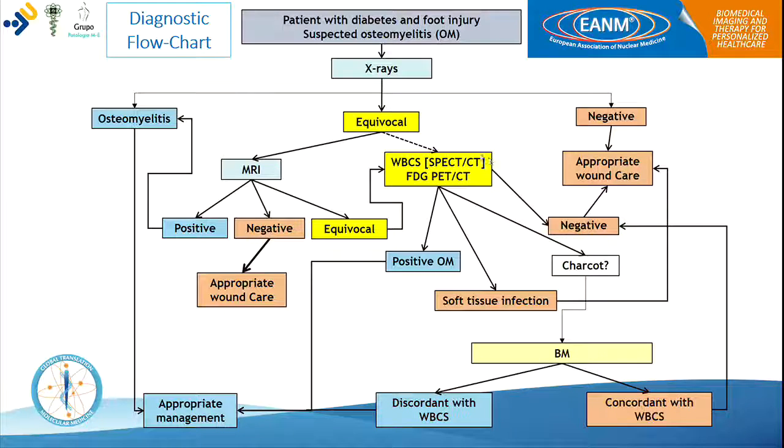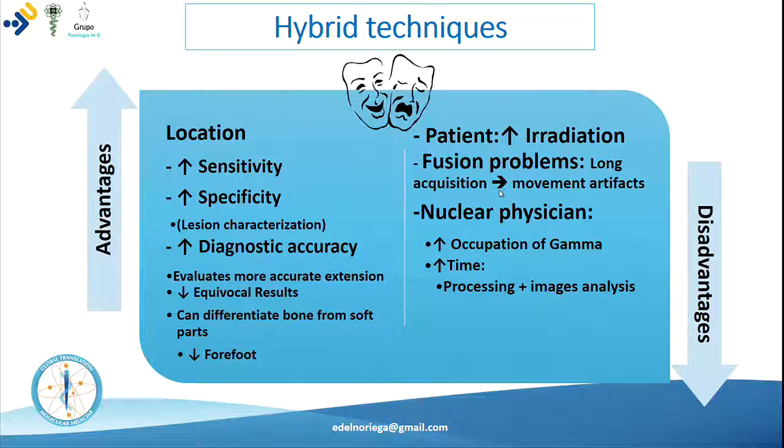As you can see, nuclear medicine imaging can be used in case of equivocal X-ray or equivocal MRI. Then we can use leukocyte scan SPECT-CT or FDG PET-CT. Both are hybrid techniques. They are very important because they improve localization of the lesion with higher sensitivity, specificity, and diagnostic accuracy, with fewer equivocal results, and also we can differentiate bone from soft tissue, especially in the forefoot because of the size of the bones. But it means more irradiation for the patient and movement artifacts could appear.